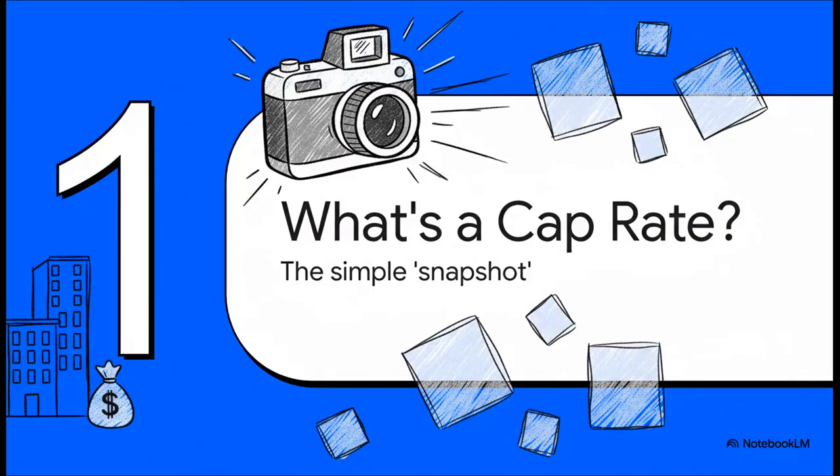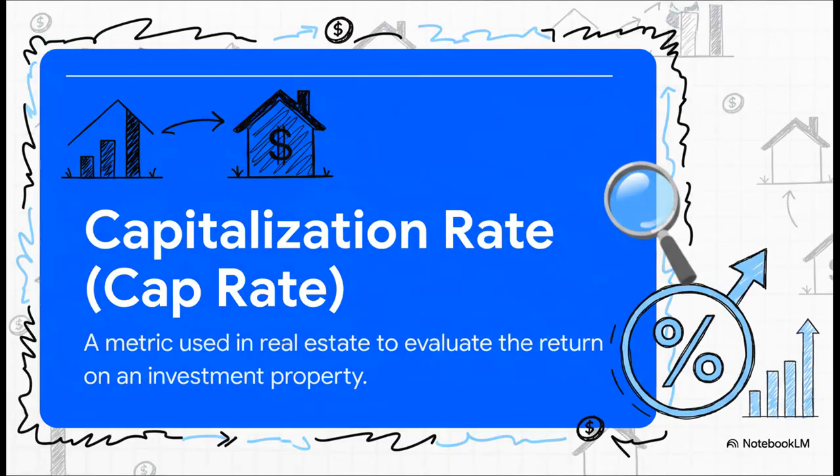It's called a cap rate, and really, the best way to think about it is like taking a quick photo, a snapshot of a property's potential. It's not the whole movie, but it is a fantastic place to start. So what is it? The capitalization rate, or just cap rate for short, is basically one simple percentage. It's designed to cut through all the noise and give you a clean look at the potential return you could make in 1 year.